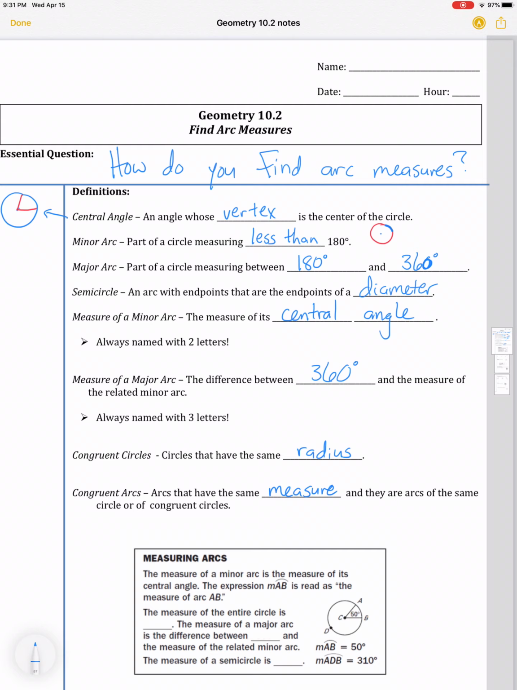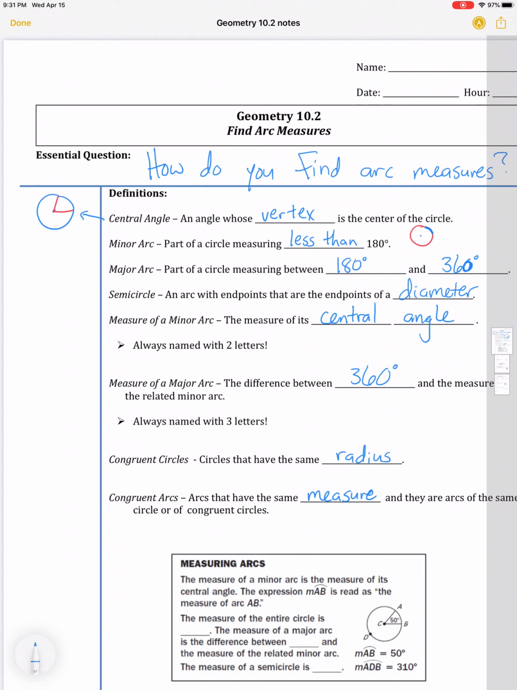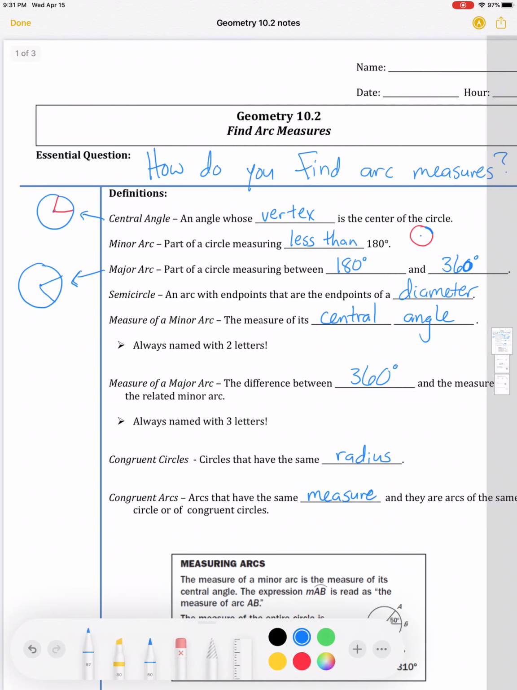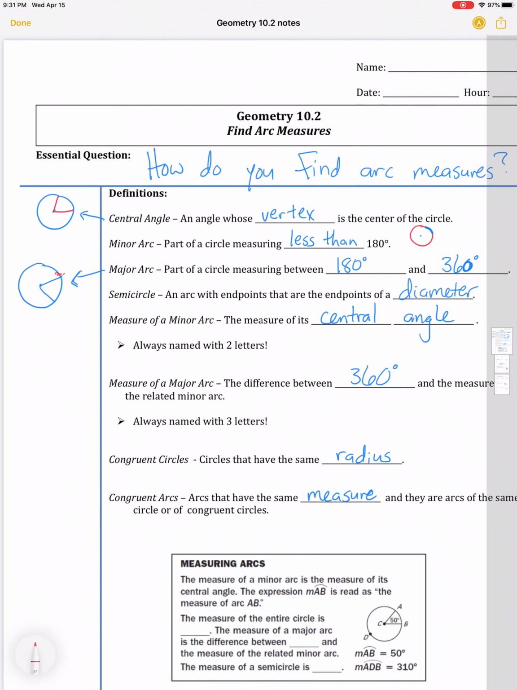A major arc is the part of the circle measuring between 180 degrees and 360. So I gave an example over here. We have a circle like this. The major arc would be part of the circle that is bigger than 180. So like that red part would be the major arc. It's a bigger piece of the circle. It's bigger than 180.